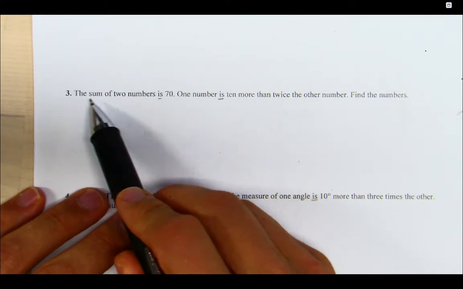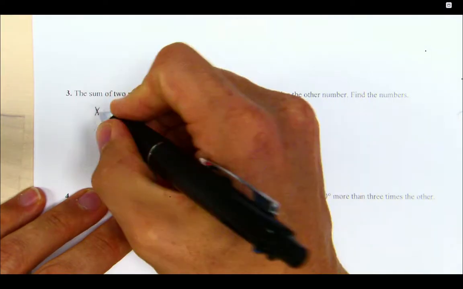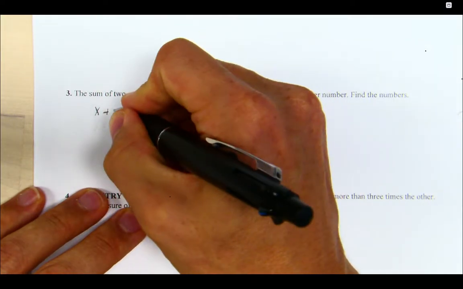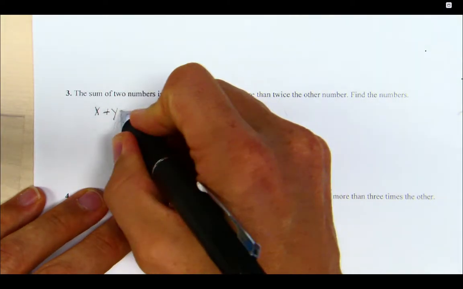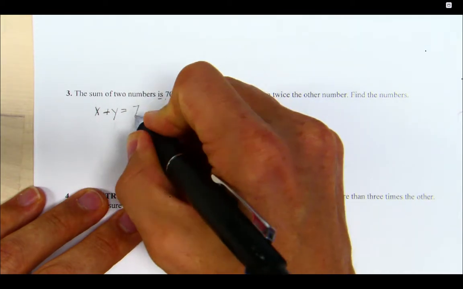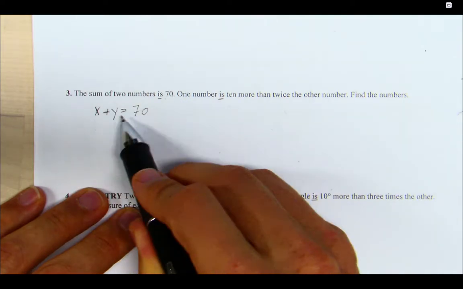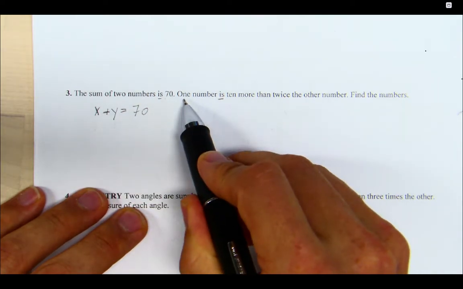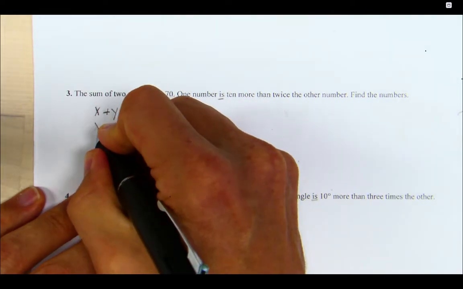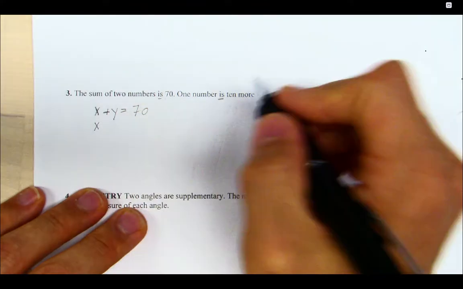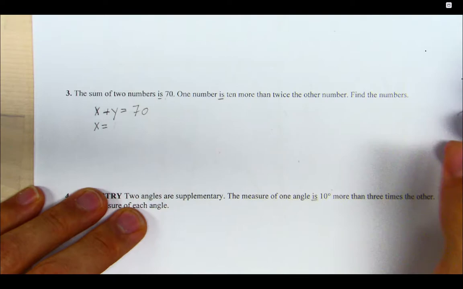It says the sum of two numbers is 70, so that's simple enough. I'm going to call my first number x because I don't know it, and I'm going to call my second number that I don't know y. I'm adding them up, and it equals 70. So this is one equation that's true, okay? And then on the other side, one number, x, equals, and it says it's 10 more than twice the other number.